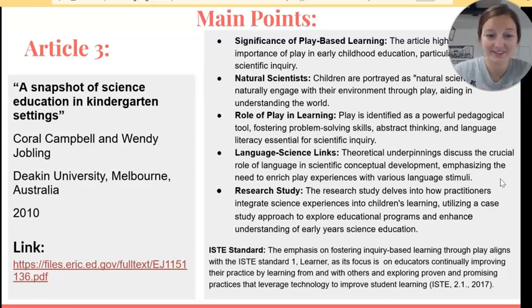And I know it's been over 5 minutes, but the last thing I'm going to mention is the ISTE standard, the learner. This article really goes with that because its focus is on educators continually improving their practice by learning from and with others and exploring proven and promising practices that leverage technology to improve student learning.